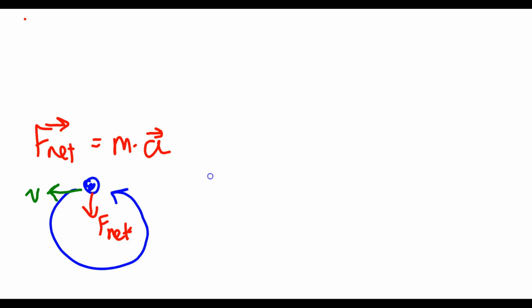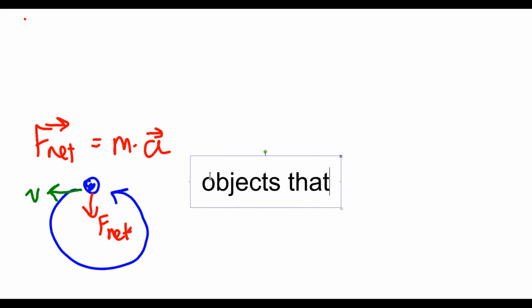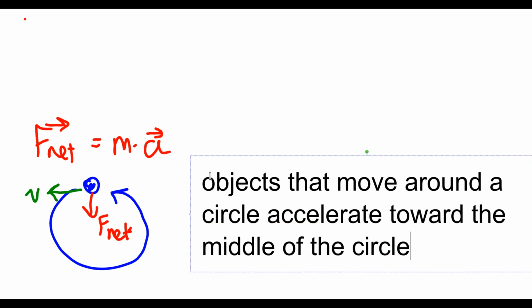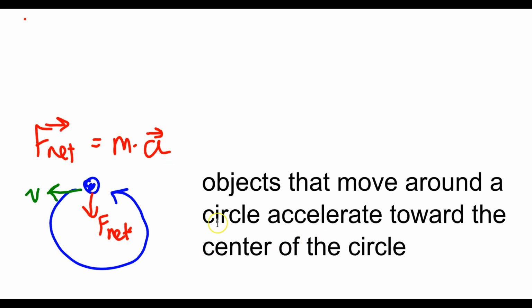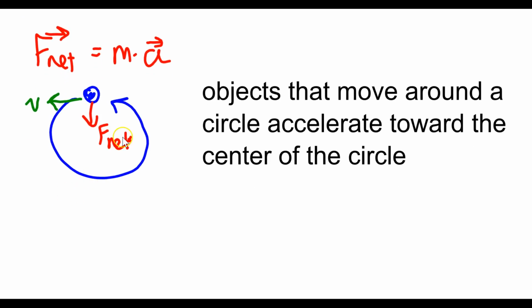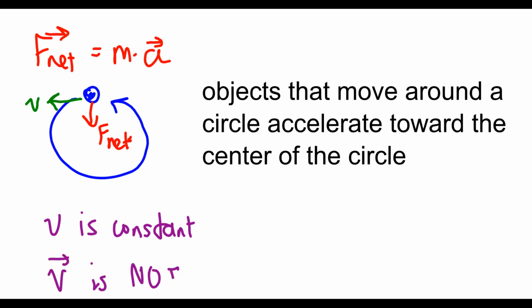What have we learned? Objects that move around a circle accelerate toward the middle of the circle, or toward the center. And this is a really important principle. Even if the speed is constant, is the velocity constant? The answer is no.